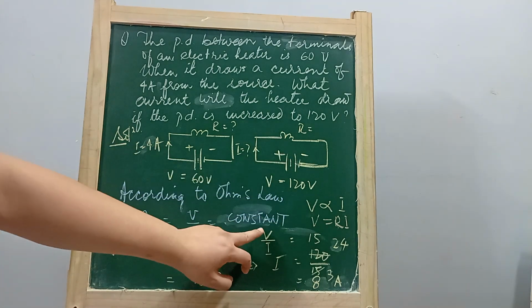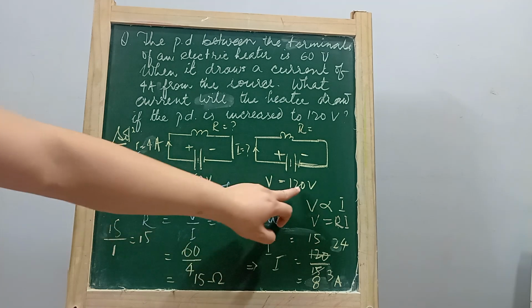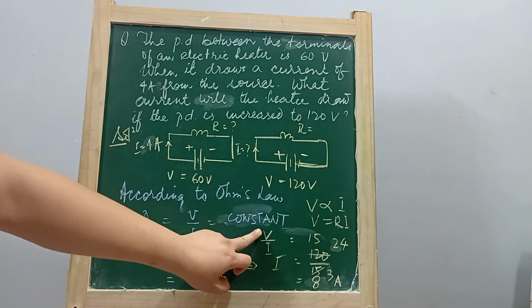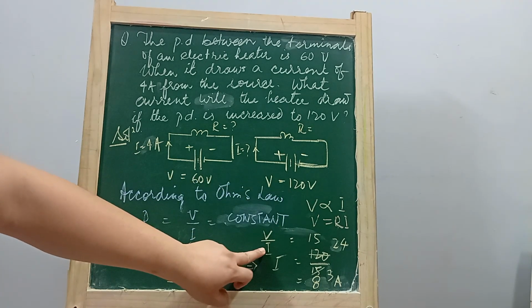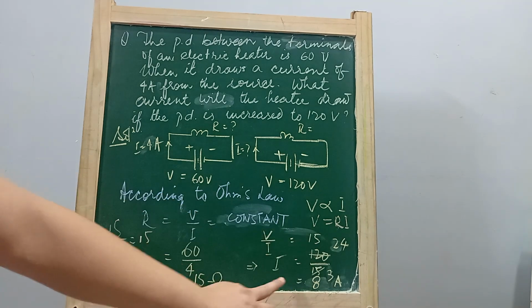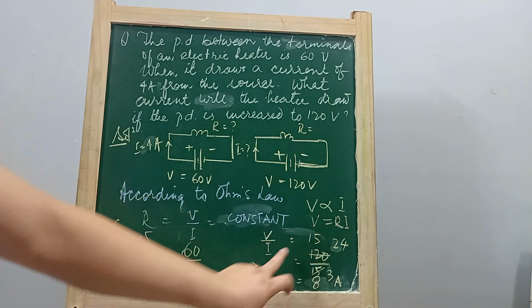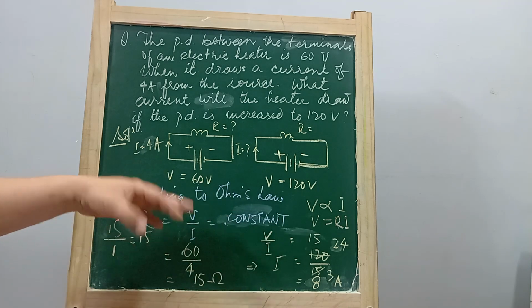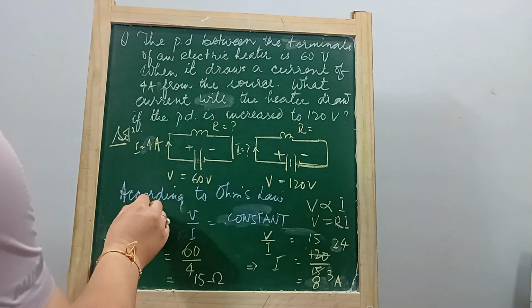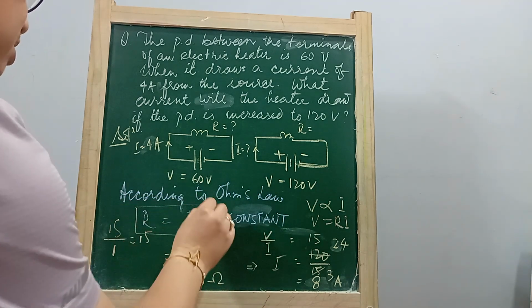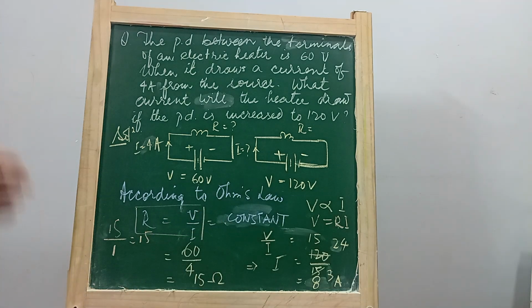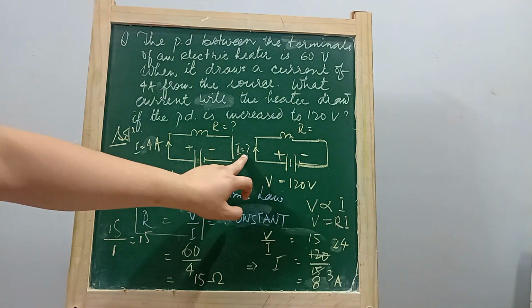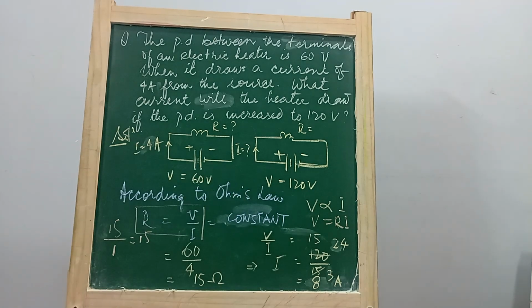In the second case, the potential difference is increased to 120 volt. So what will be the current? The resistance is 15. So the current will be V divided by 15. 120 divided by 15 is 8. That's the use of the relationship R equals V by I. Using this relationship, you can calculate that the current flowing through it will be 8 ampere.